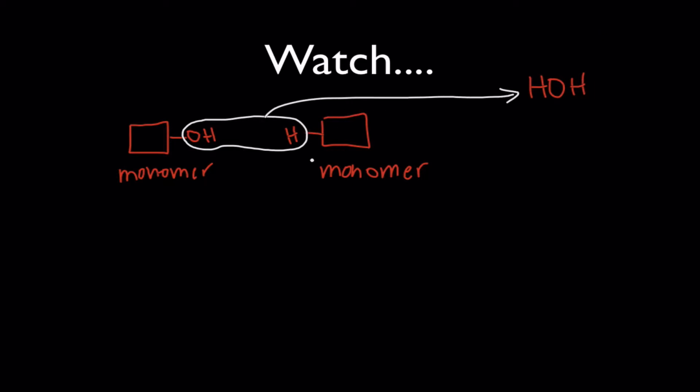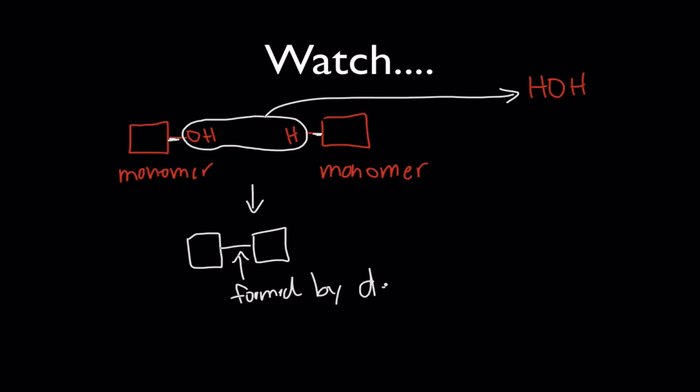That's the dehydration. And then this bond is now open and this bond is open, so what we can do is put a bond between them. And so this bond right here is formed by dehydration. Now, the good news is dehydration synthesis is used to bond all the different monomers together to build all sorts of different polymers in biology. So you only need to learn one chemical reaction.